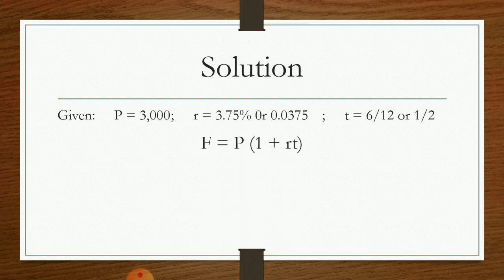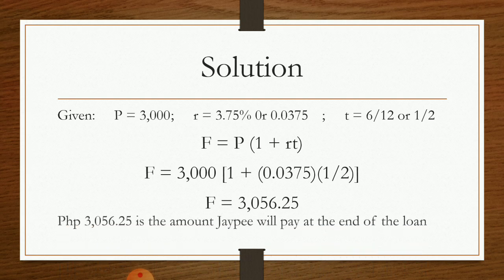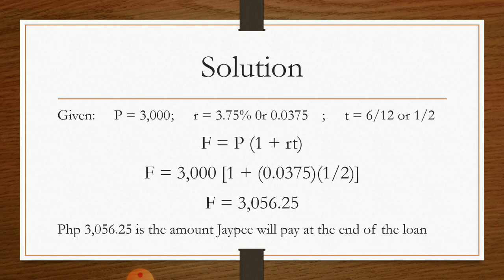Then, plug these values into the formula. So we now have F is equal to 3,000 times the quantity 1 plus 0.0375 times 1/2. Then, that is now equal to 3,056.25. So 3,056.25 Philippine peso is the amount JP will pay at the end of the loan.